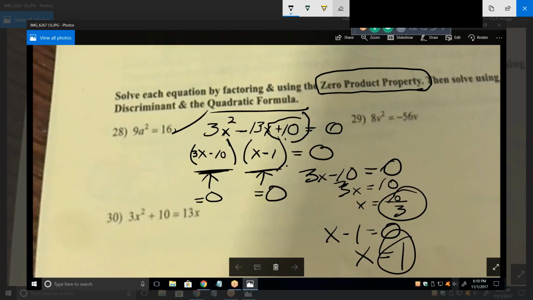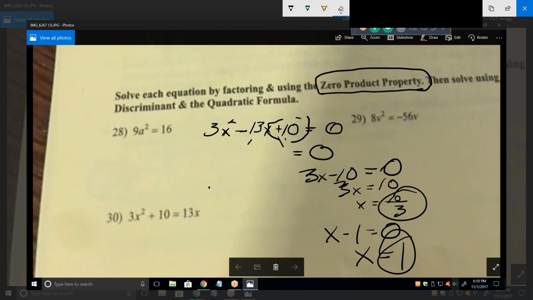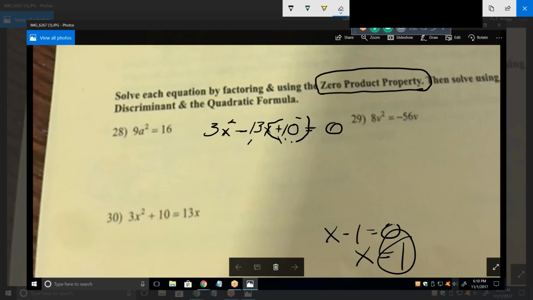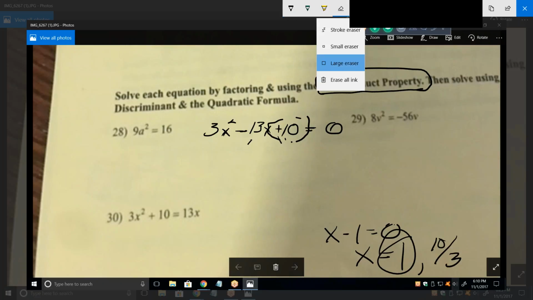Alright. Now let's try to solve it using the discriminant and the quadratic formula. I'm going to erase this because we don't need that anymore. I'm going to leave the answer down there because it better come out the same. X equaled 10/3. So we had 1 and we also had 10/3. Those were the X values we came up with.